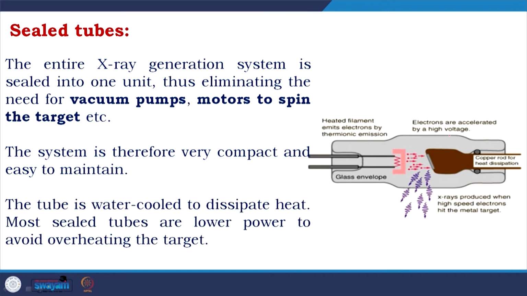The tube is water cooled to dissipate heat. Most sealed tubes are lower power to avoid overheating the target. So, you cannot generate powerful X-rays, because with the increasing energy requirement, the heat generation would also be enhanced, and that is not good for the safety of the instrument, hence the safety of the experiment.